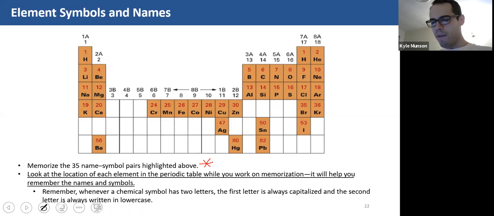So remember, whenever a chemical symbol has two letters, the first letter is always capitalized and the second letter is always written in lowercase. That's something we learned, I think, in chapter 2. So keep that in mind. Again, commit these to memory, or at least have the chart in front of you. Okay, so moving on.